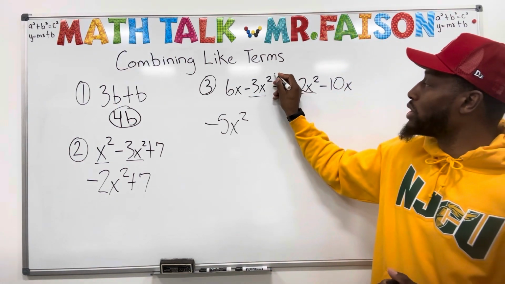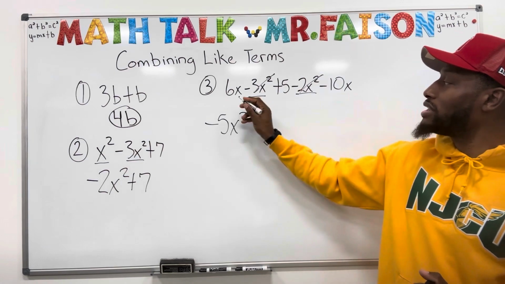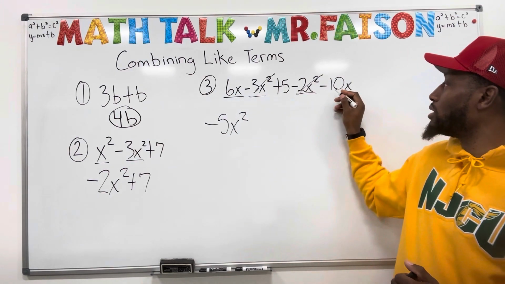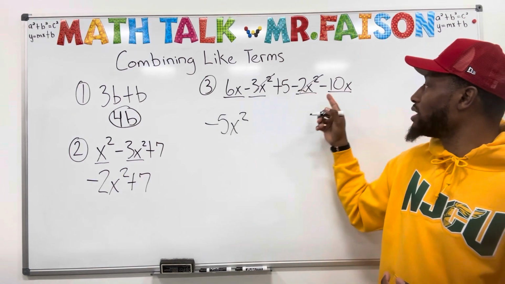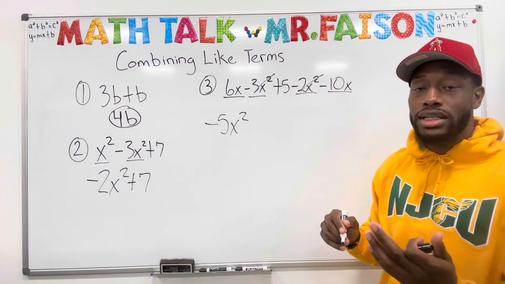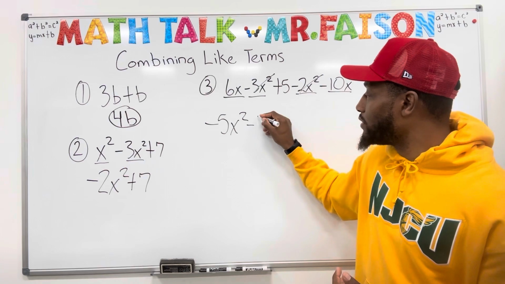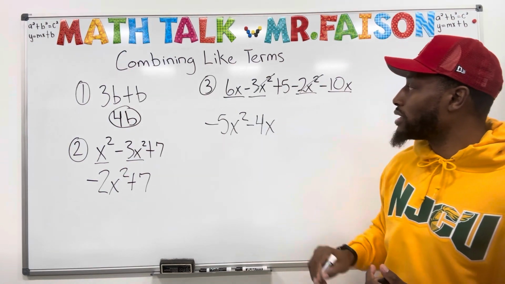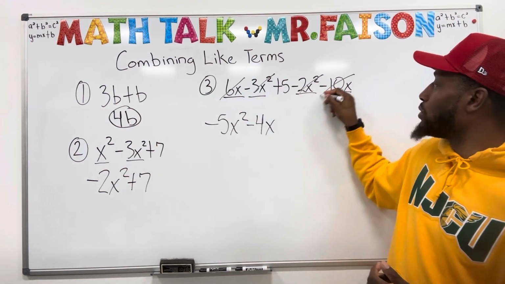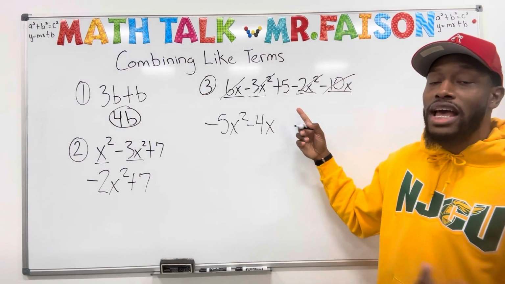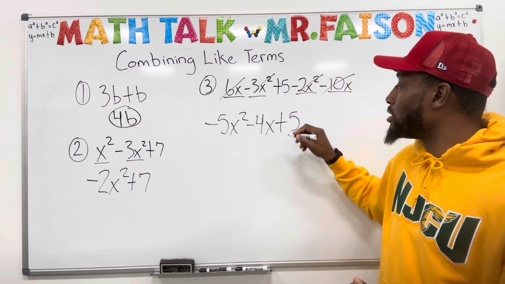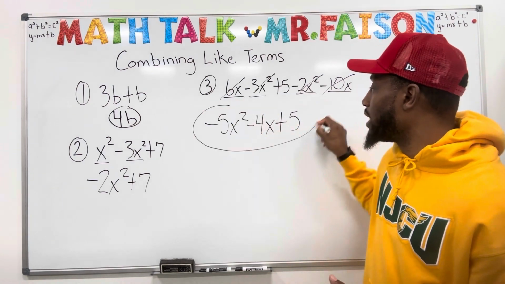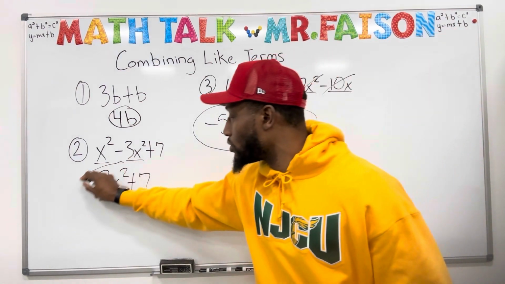Now, I can mark that out. I'm not going to need that anymore. Now I see my x. My x is going to be the next one, right? Now if I'm looking, I have 6x minus 10x. 6 minus 10 is going to give me a negative 4. Negative 4x. Now I can mark that out. I can mark that out. This 5 doesn't have any like terms, so I'm just going to bring the 5 down. Plus 5. That'll be my answer, okay? Just like this was my answer.